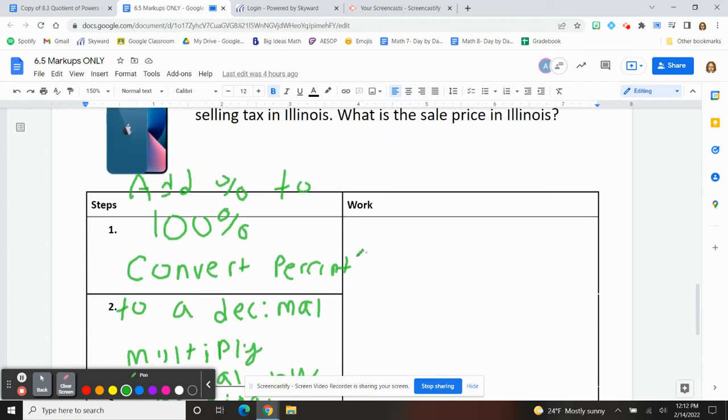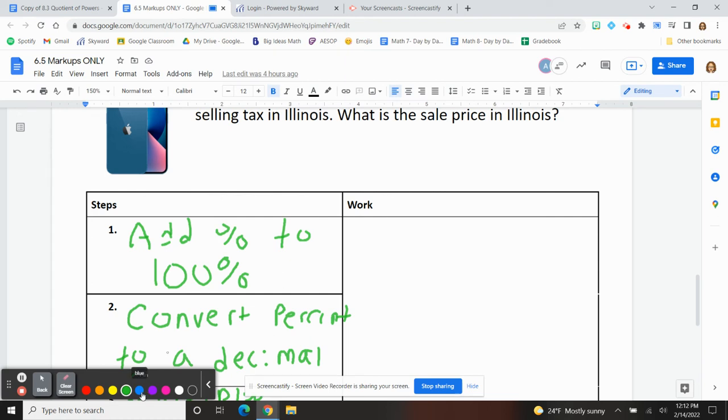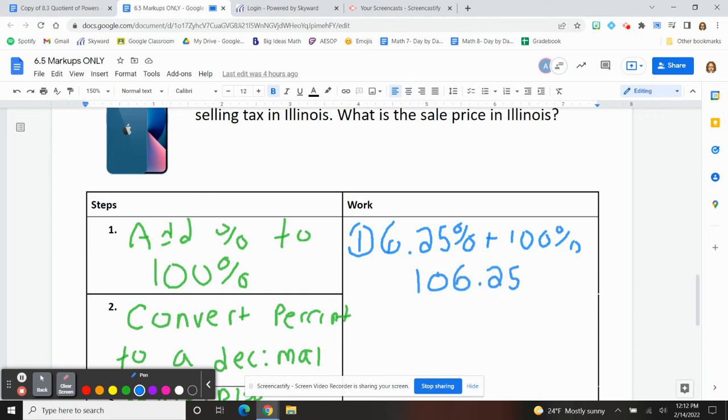So, I'm going to need some help. What's our first step for our example 3 work? Bryden. Boom. So we got to add the sale tax of 6.25% to 100%. Now here, you do not change or round up. You're showing the work right now. So 6.25 plus 100 will give us 106.25%.